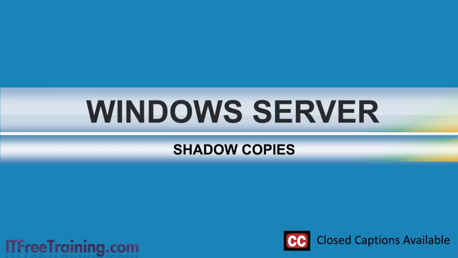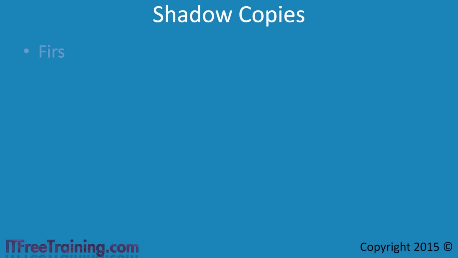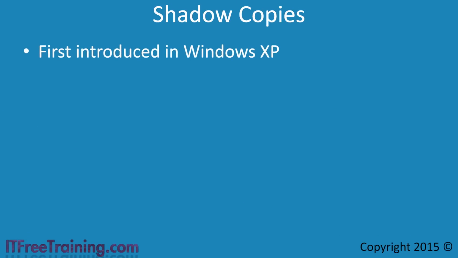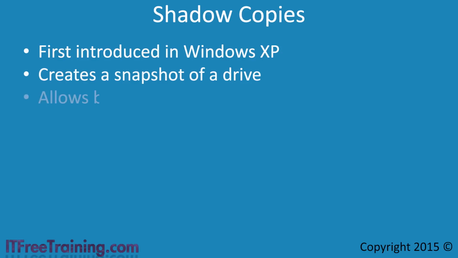Shadow copies is a service in Windows which provides the ability for Windows to back up open files and restore files to a certain degree. Shadow copies was first introduced in Windows XP. Shadow copies work by creating a snapshot of the drive. The main aim was to allow backup software like NT Backup to be able to back up open files.